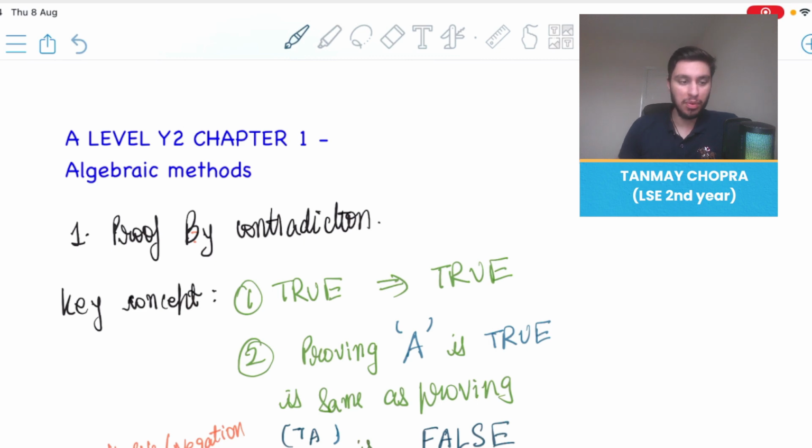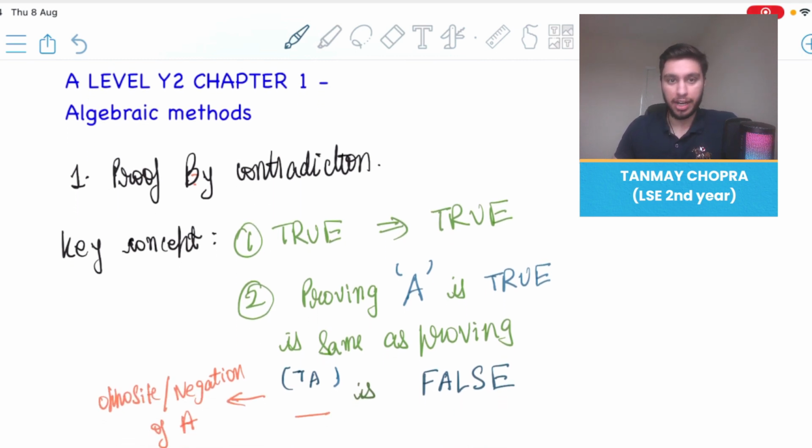The first subtopic we are going to cover is proof by contradiction. Very interesting topic. One which people find difficult initially, but not so difficult afterwards. So let's have a look at what this is about. To understand this topic, we need to have a few concepts in mind.